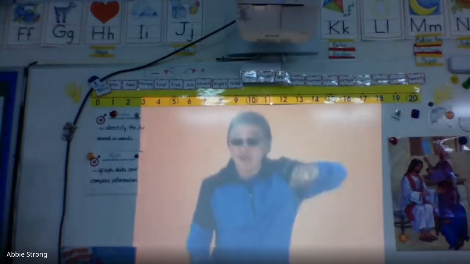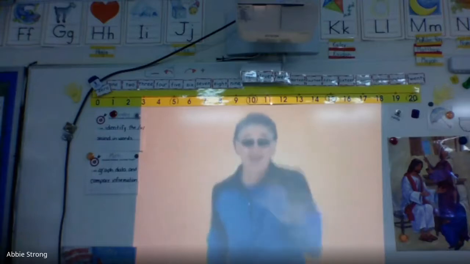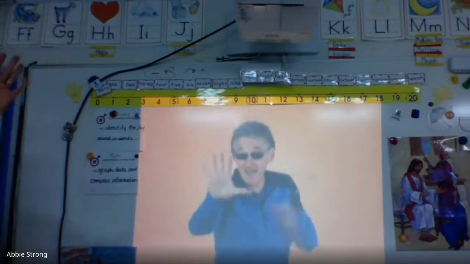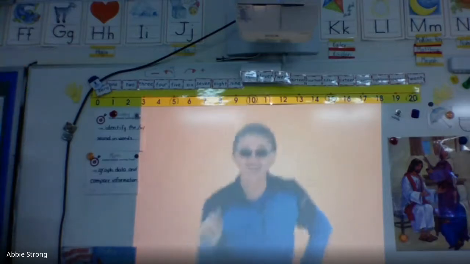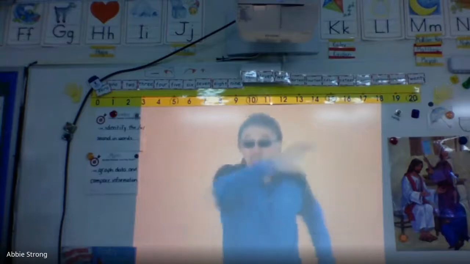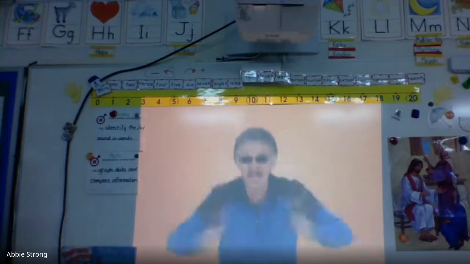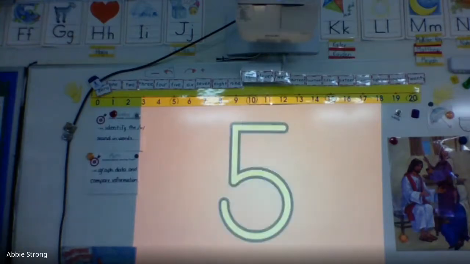5 fingers on my right hand, stretch to the left. 5 fingers on my left hand, stretch to the right. Now stretch each hand up side to side. Use your body and your brain and exercise. And count by 5s.